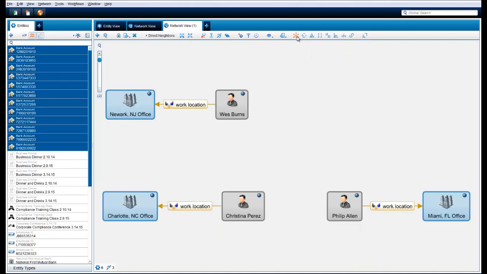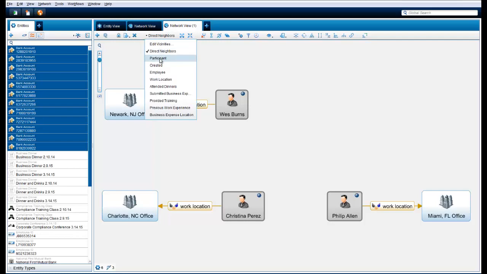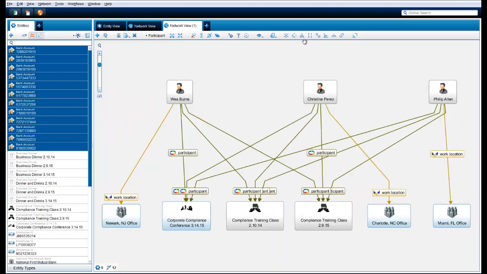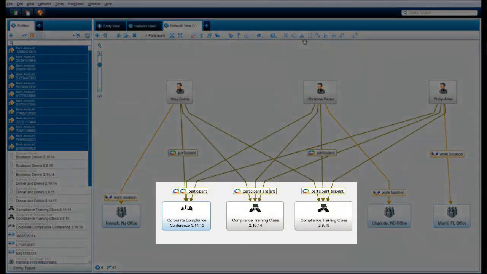The three employees are located in three separate locations, so they do not share any direct supervisors. However, by ingesting and analyzing additional internal data sources, including the bank's human resource files and travel and expense data, we find that these three employees share a number of non-obvious links. We find that Christina Perez, Wes Burns, and Philip Allen were all participants in a specific session of the bank's annual compliance training classes in February 2014 and 2015, as well as a conference in March 2015.